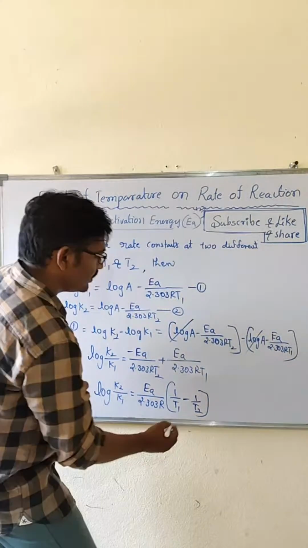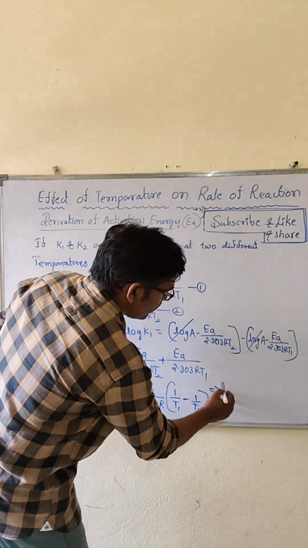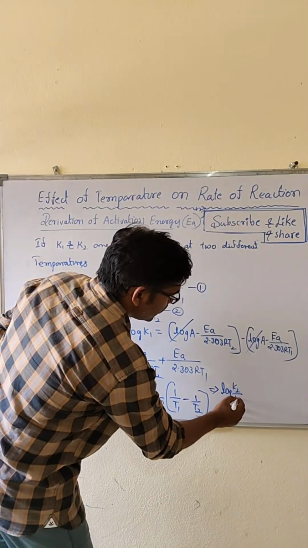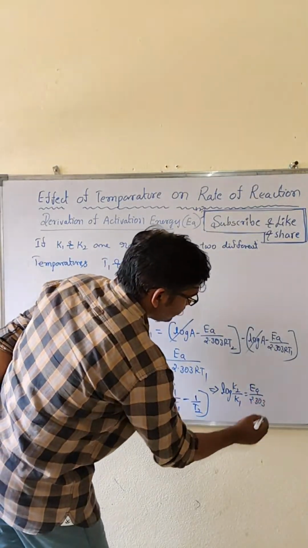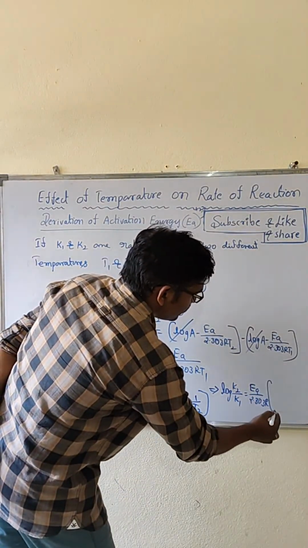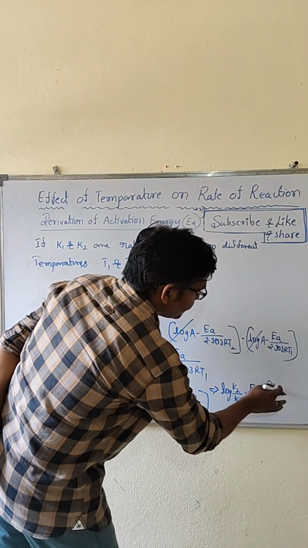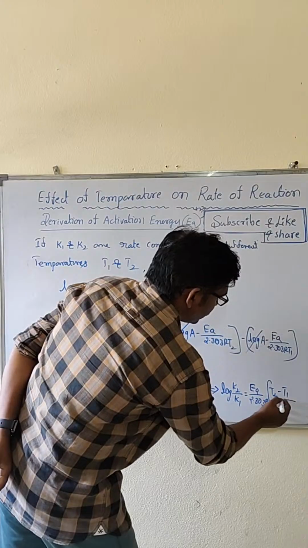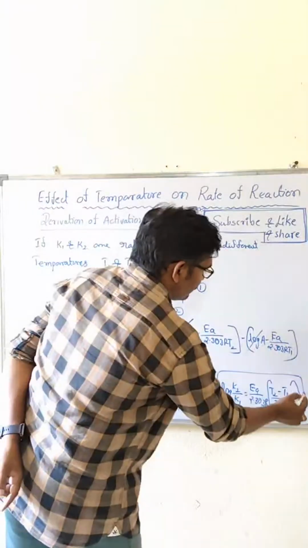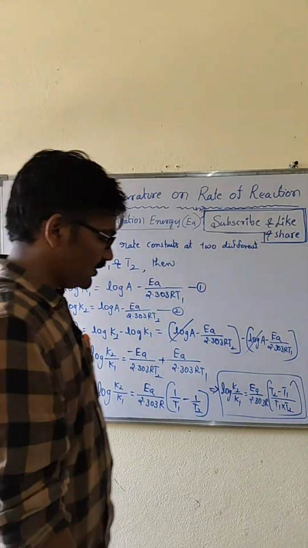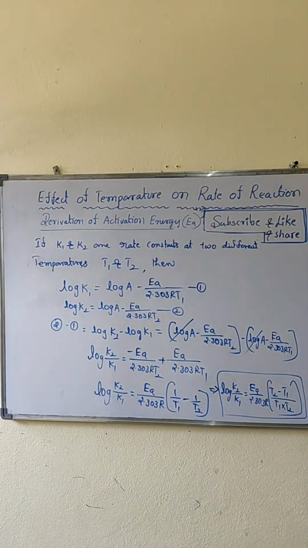So we can also note it as log k2 divided by k1 equals Ea divided by 2.303 R, times T2 minus T1 divided by T1 into T2. So this is the formula to find out activation energy. This is the derivation actually. Here we have to find out what the slope is and what the intercept is. That is the most important equation for you people.